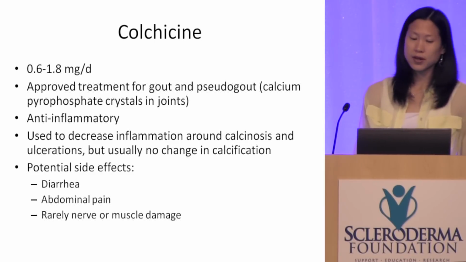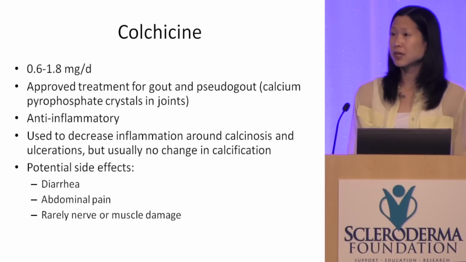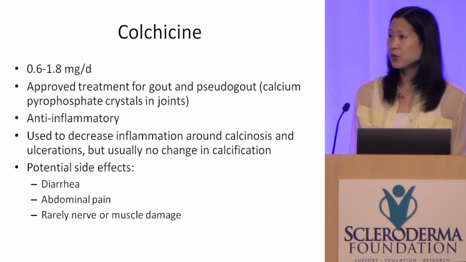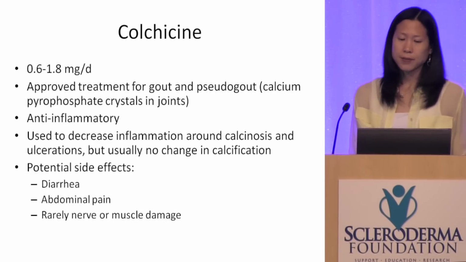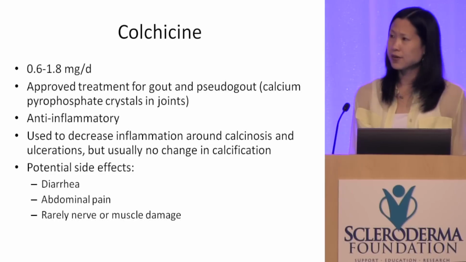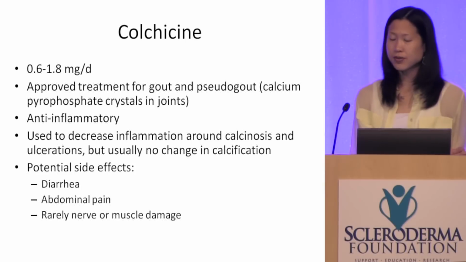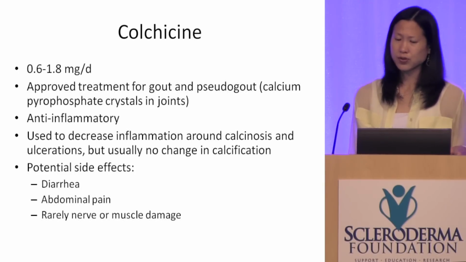Colchicine is a drug that is approved for the treatment of gout and pseudogout. Pseudogout are calcium pyrophosphate crystals that deposit in the joints, usually in patients with osteoarthritis, but with other metabolic problems as well. Colchicine is considered an anti-inflammatory drug. And so we think it works in calcinosis by decreasing the inflammation around the calcinosis and around the ulcerations.